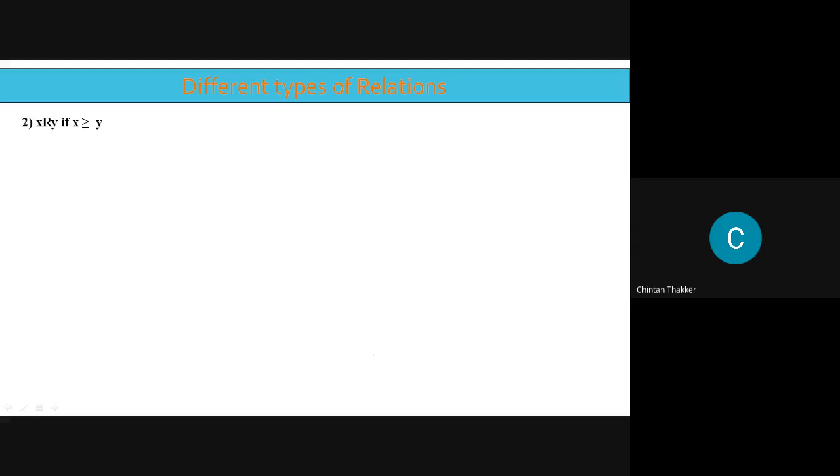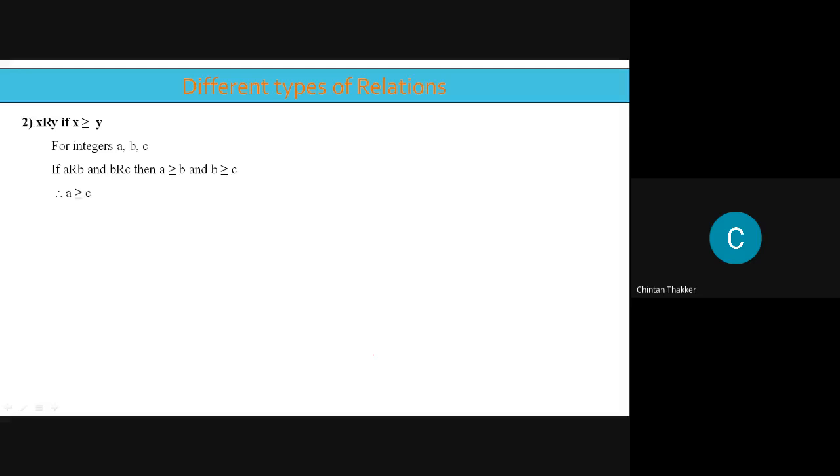Here, if we have three elements x, y, z: if x is related to y and y is related to z, that means x is greater than or equal to y and y is greater than or equal to z. Taking the integers a, b, c: if a is related to b and b is related to c, that means a is greater than or equal to b and b is greater than or equal to c. So for the integers, if A is greater than B and B is greater than C, that means A is greater than or equal to C.